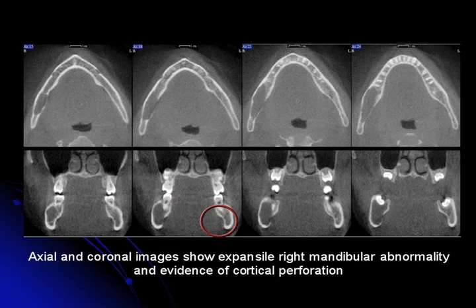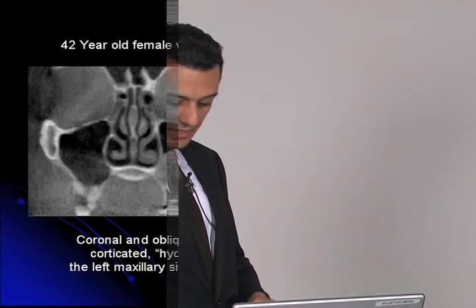So compare the normal cortex on this side, lingually, to the lingual cortex here. You've got some loss of cortex there. So you get a lot of information about what these lesions are and what they're doing. And so this was actually an odontogenic keratocyst, just in case you were curious.